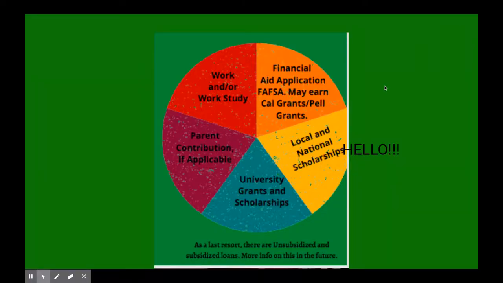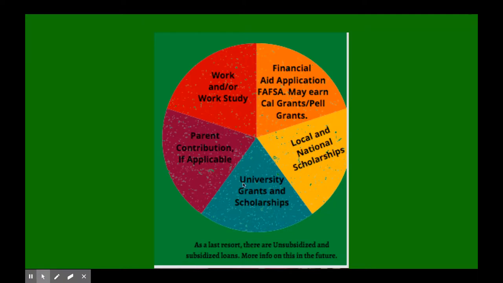So to pay for college, there's a multitude of ways. Of course, a financial aid application, FAFSA, which if submitted helps you earn Cal Grants, Pell Grants if you qualify. There's also local and national scholarships that you can apply to. Once you complete the FAFSA, your university gets your financial information and can determine if you get grants and scholarships through them.